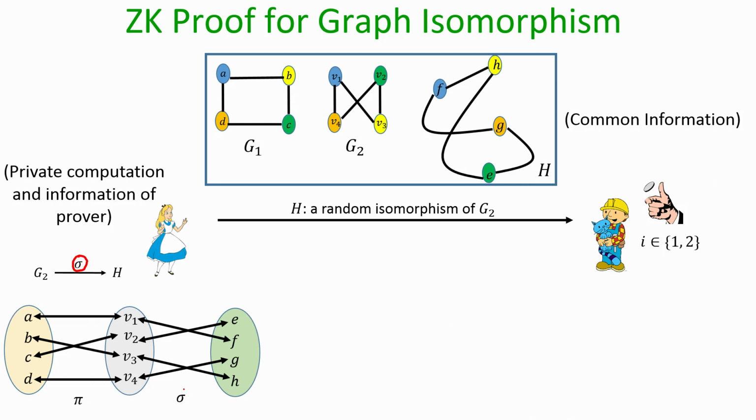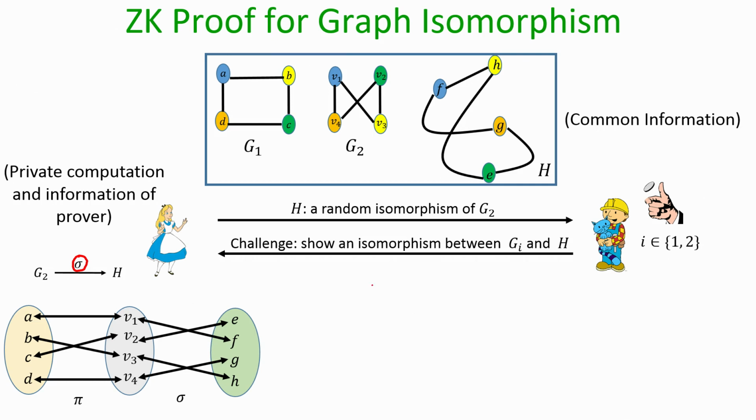Now Bob picks a random coin: with probability 1/2 it gives the output 1, and with probability 1/2 it gives the output 2. Bob then challenges Alice to show an isomorphism between the i-th graph and the new graph H which Alice has committed. If i is equal to 1, Bob is challenging Alice to show an isomorphism between graph G1 and the new graph H, whereas if i is equal to 2, Bob is challenging Alice to show an isomorphism between graph G2 and the new graph H.